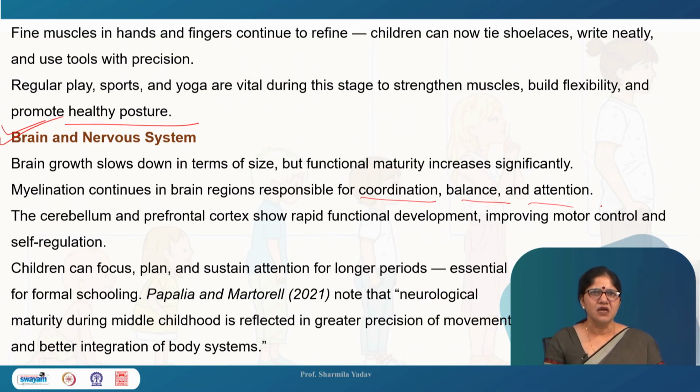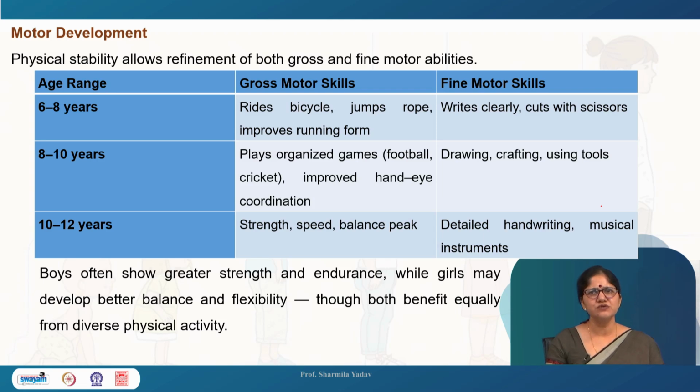The cerebellum and prefrontal cortex show rapid functional development, improving motor control and self-regulation. Children can focus, plan, and sustain attention for longer periods, essential for formal schooling. Papalia and Martorell note that neurological maturity during middle childhood is reflected in greater precision of movement and better integration of body systems. Let's now see motor development through a table.